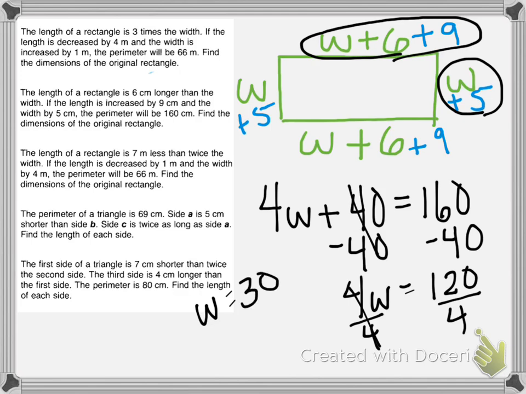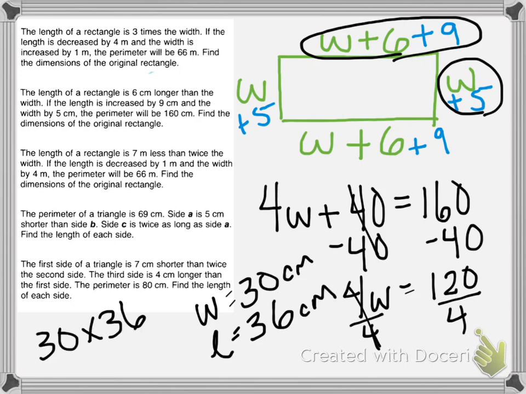If the W is equal to 30, what was the original? Look back, it's the green, right? If the W is equal to 30, then the length would be equal to W plus 6, which would be 36. Throw your units in there, centimeters, or 30 by 36, or 36 by 30, doesn't really matter. And we wind up with the final answer.